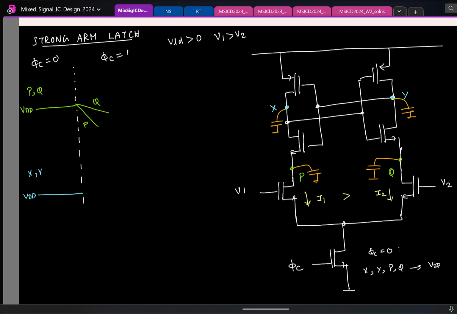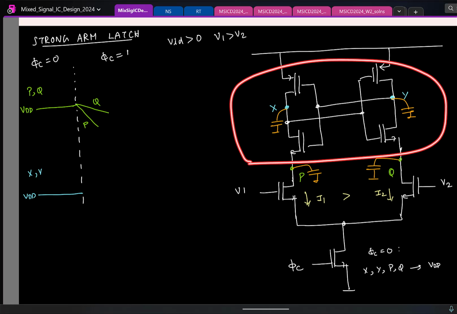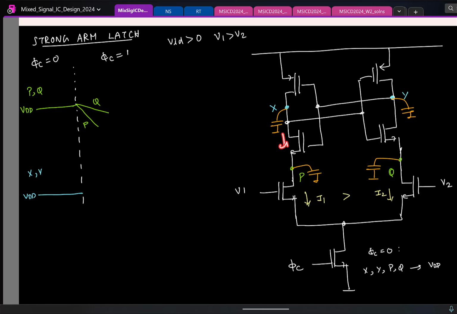Now when this is happening, what can you say about the outputs? We just clarified that these 4 transistors are not conducting, which means what can you say about the currents in the transistors? So what can you say about X and Y? Nothing will change. X and Y will be at VDD.